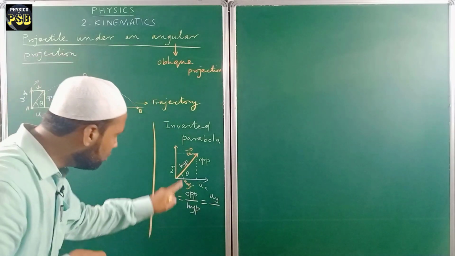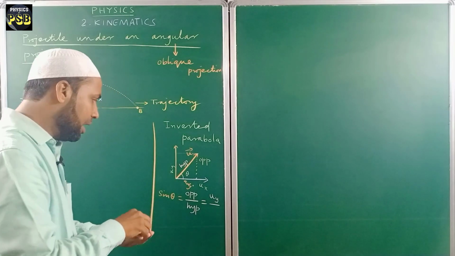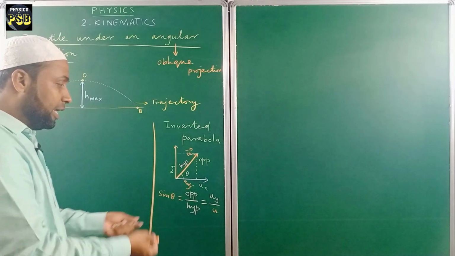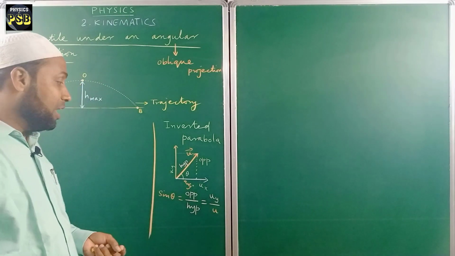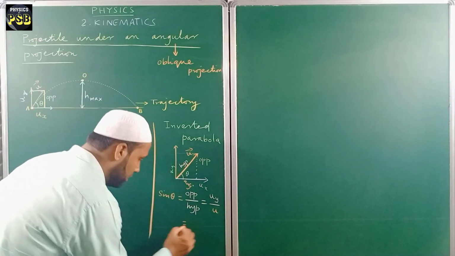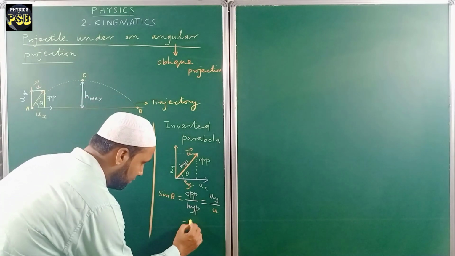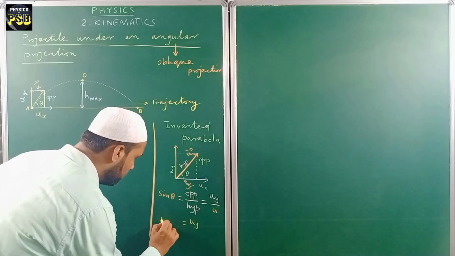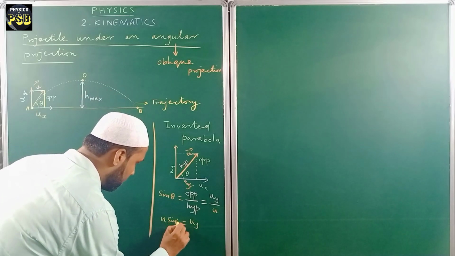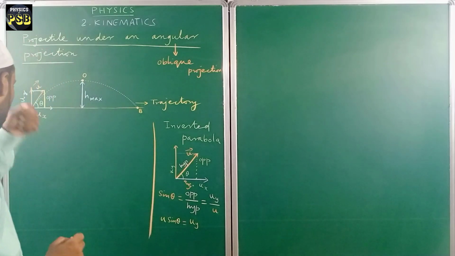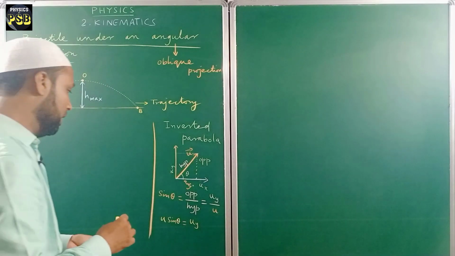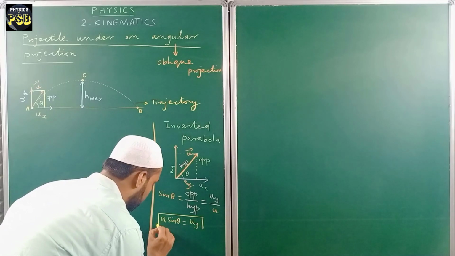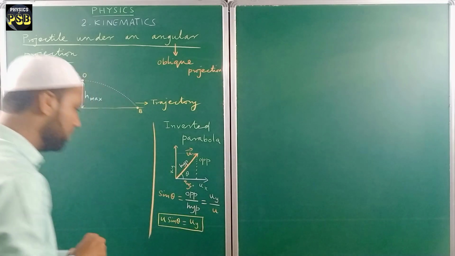Then next, hypotenuse. What is the hypotenuse here in this diagram? The hypotenuse value is u, that I write. Now, if I cross multiply this, I'll get the value of uy. Let's do it. Here uy is found to be equal to u sine theta. Okay, we got the value of uy that I am going to mention here. Now before that, I'll box it.